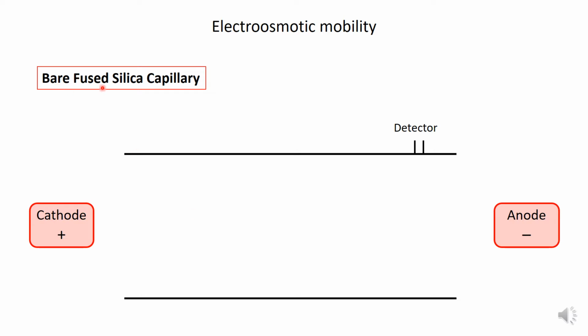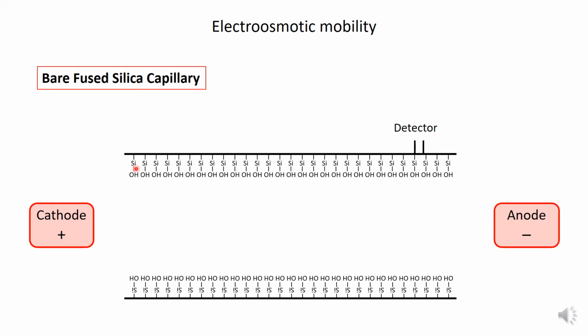And we work in bare fused silica capillary. It means that on the inner surface of the capillary, there are only silanol groups. So I can represent this like this. You see, we have only silanol groups on the inner surface of the capillary. And there are some properties of the silanol group very interesting to understand the electroosmotic mobility. Indeed, depending on the pH value, we can have the protonation or the deprotonation of the silanols.